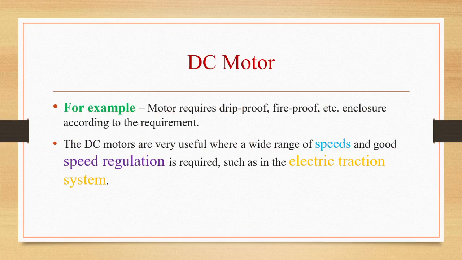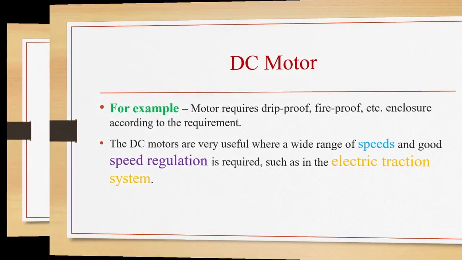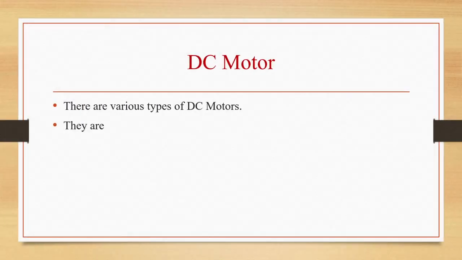And DC motors are very useful where a wide range of speeds and good speed regulation is required, such as in case of an electric traction system. So various types of DC motors based on excitation are separately excited motors and self-excited motors. Separately excited are those whose field magnets are excited separately through some battery or DC source, and self-excited motors are those where the excitation is given from the motor itself.